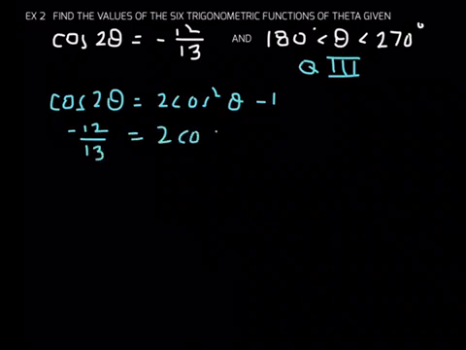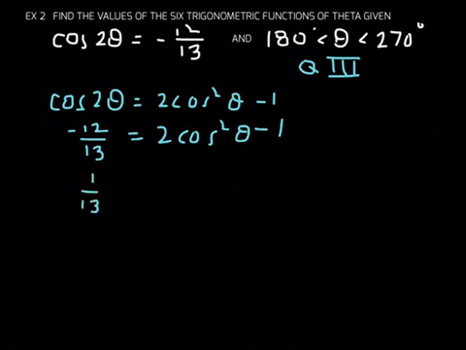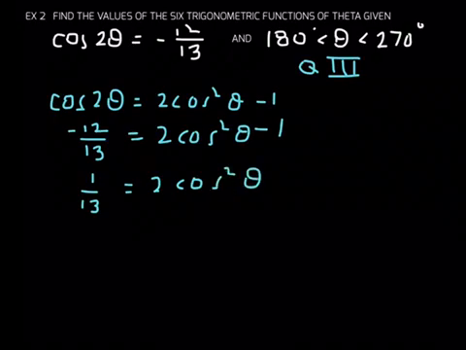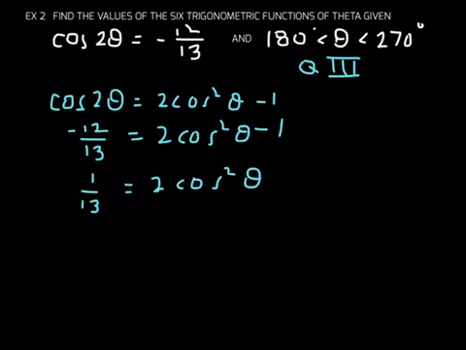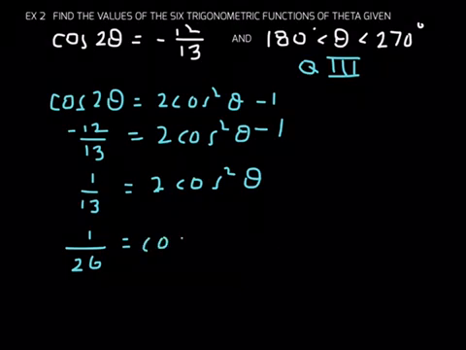And then all I have to do now is solve for cosine. Let me add 1 to the left-hand side. When I add 1 to negative 12/13, that's 13/13, so you get 1/13, right? When you divide by 2, remember dividing by 2 is the same thing as multiplying by 1/2. So then you have 1 over 26 is equal to cosine squared of theta.